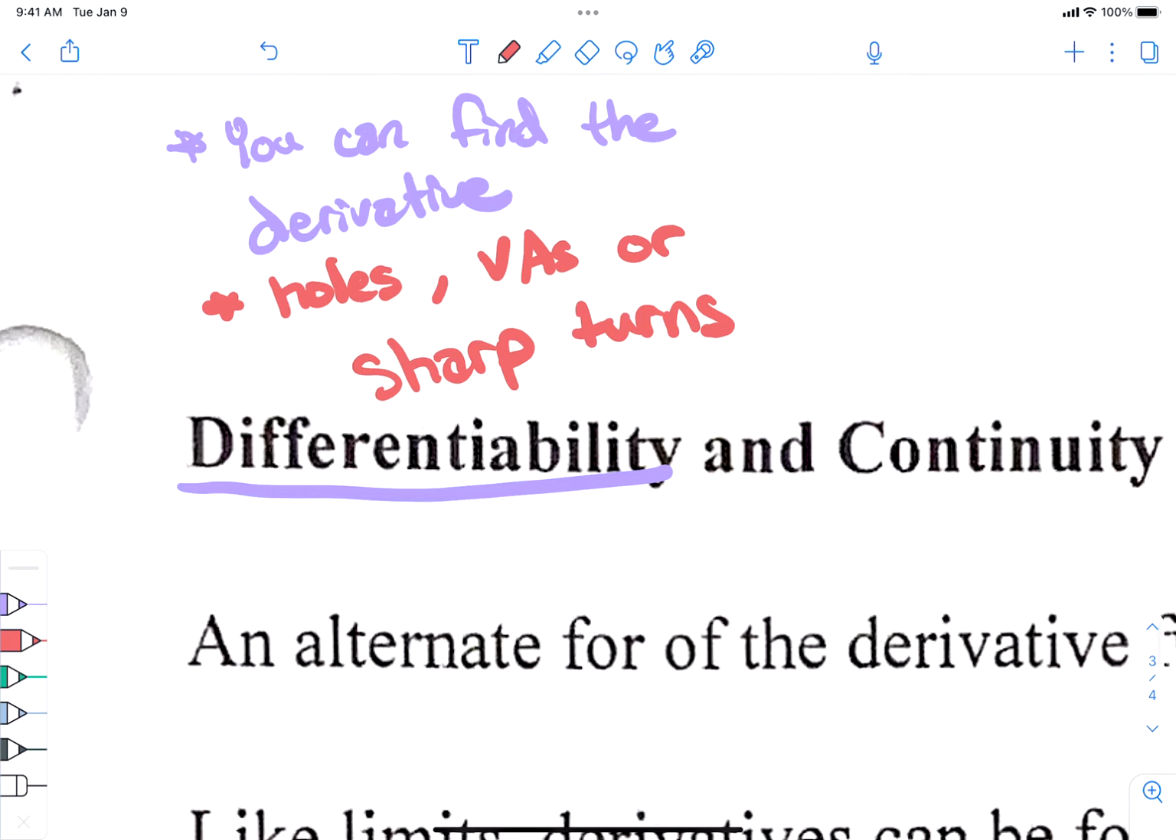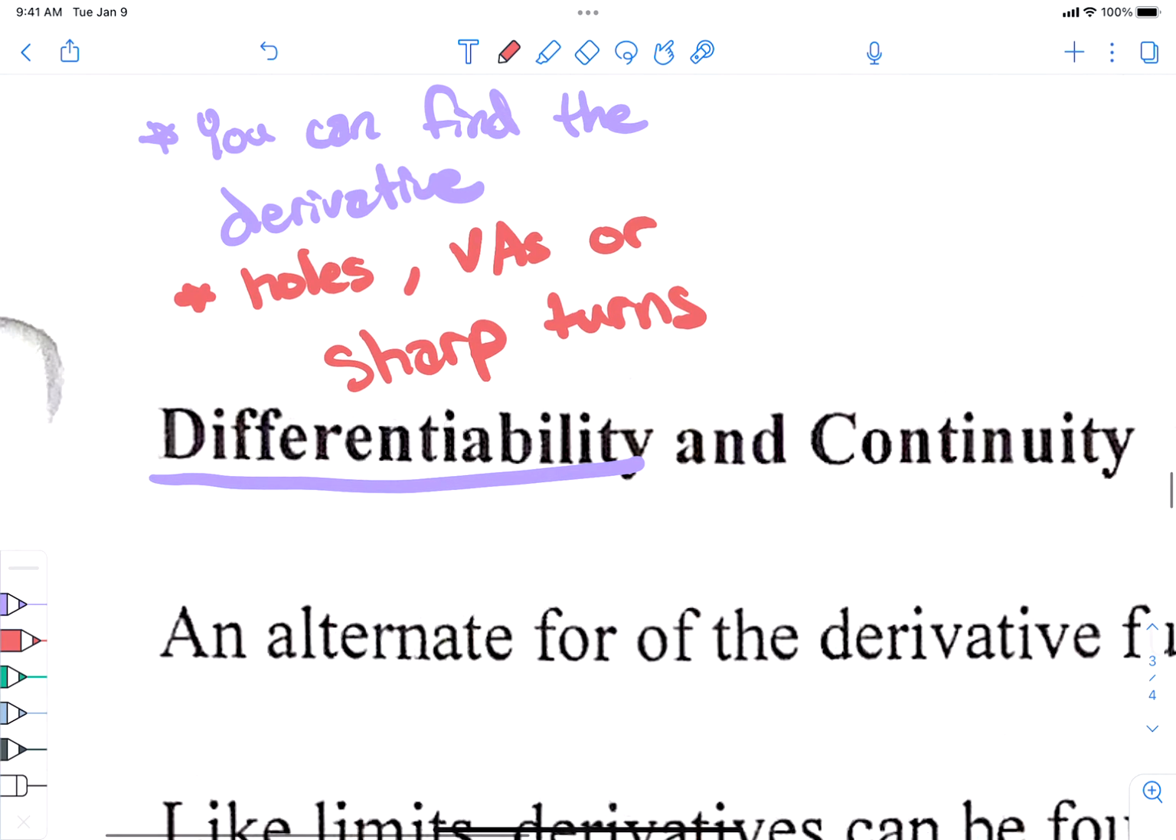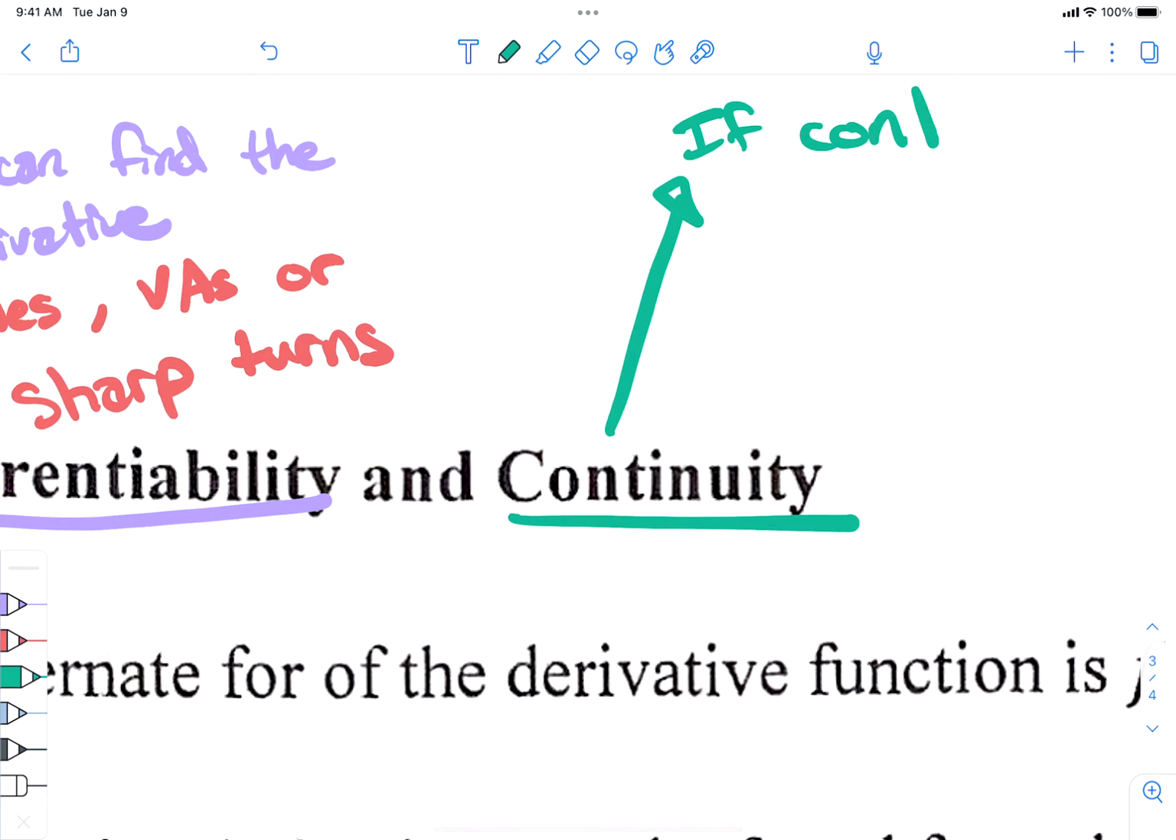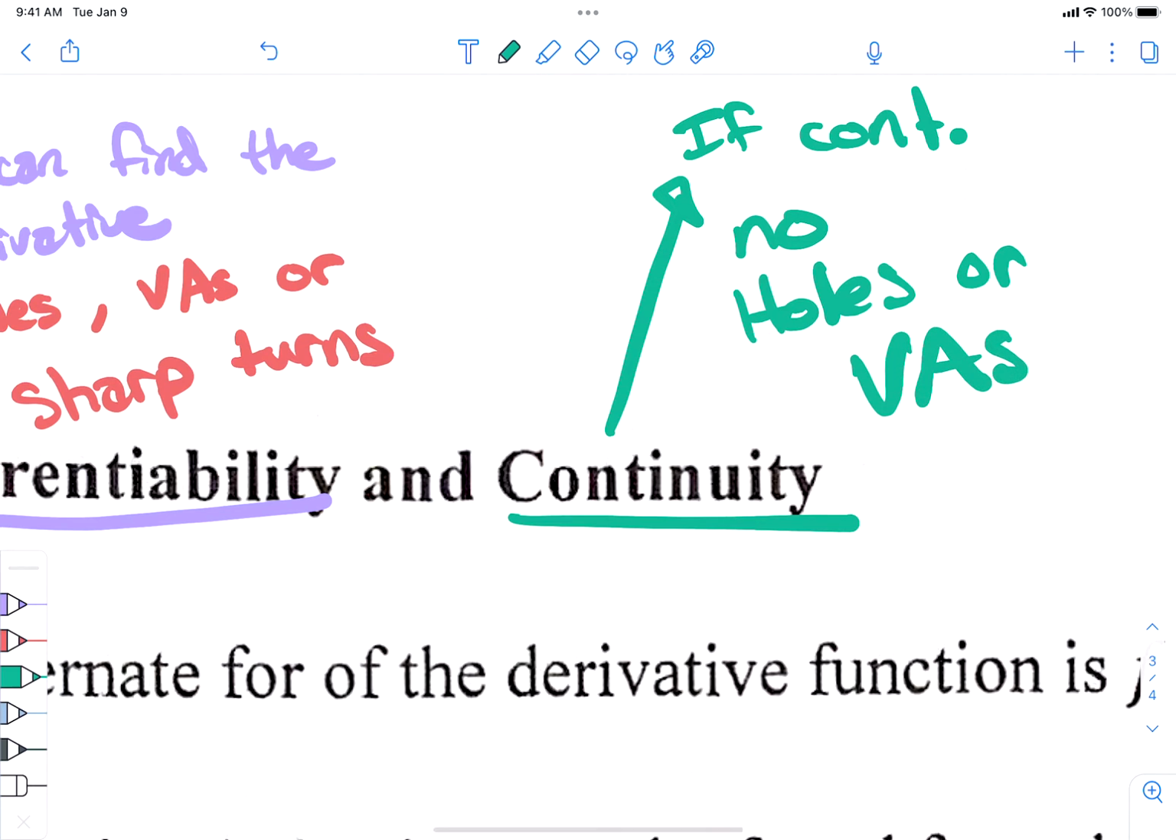If a function's continuous, that means it doesn't have what? Holes. If continuous, no holes or vases, right? It doesn't have any jumps, turns, skips, whatever. If it's differentiable, it has no holes, vases, or sharp turns. Okay, so let's look at some examples.